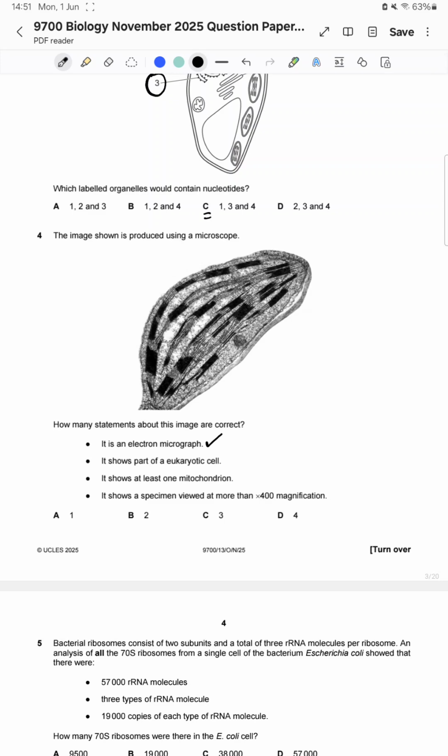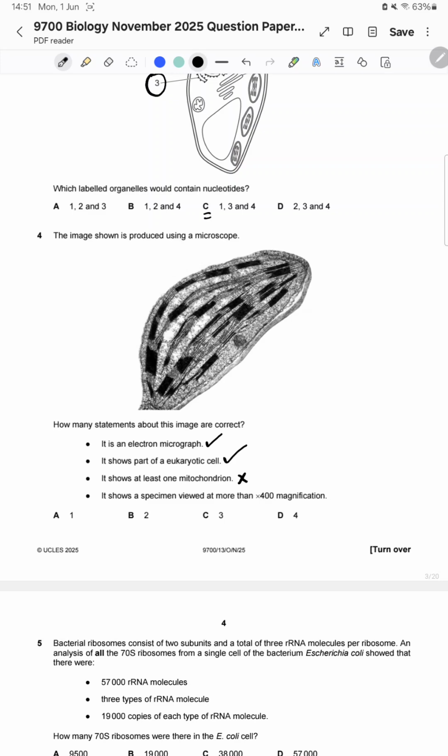Second, it shows part of a eukaryotic cell. So of course, chloroplast belongs to plant cells, and plant cells are eukaryotic cells. So this is also right. Third, it shows at least one mitochondrion, which is literally wrong. Why? Because you cannot find any mitochondria inside a chloroplast. So definitely it is wrong.